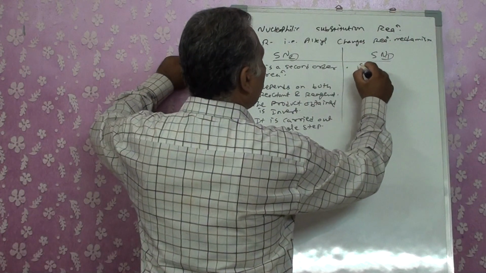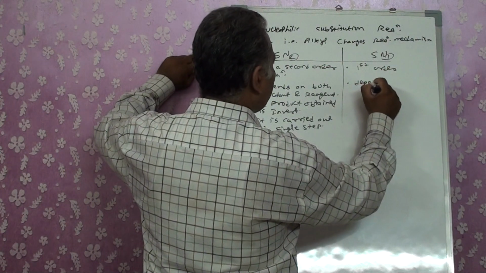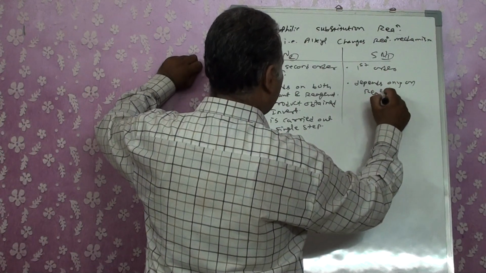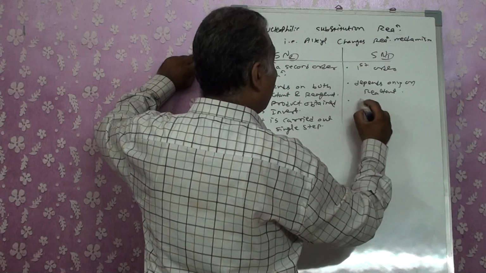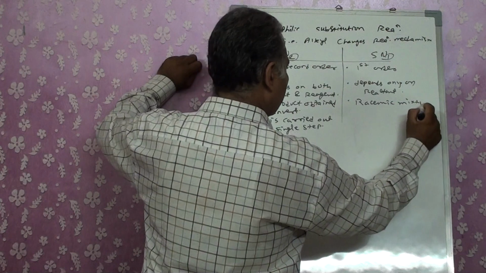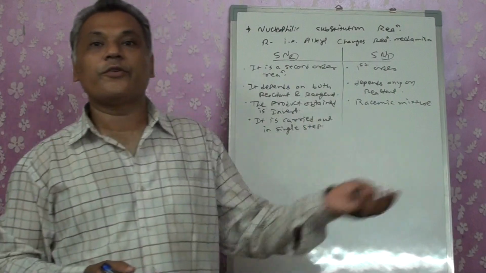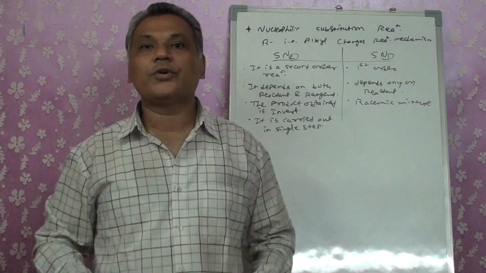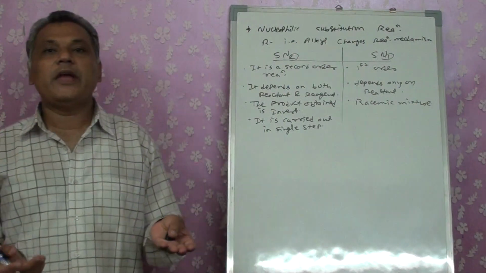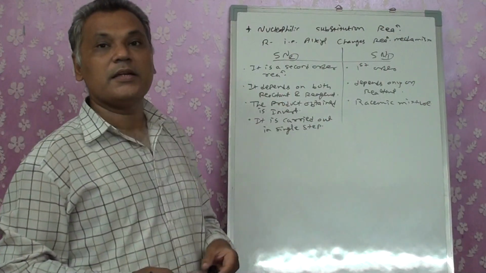Completely vice versa for SN1. It's a first order, depends only on the reactant. It gives a racemic mixture. It does not give us an inverted product. It gives us a racemic mixture, 50% dextro, 50% laevo combined together. Though I have started with a dextro or though I have started with laevo, maybe any of it, I will get a racemic mixture over there. Here I will get inversion.